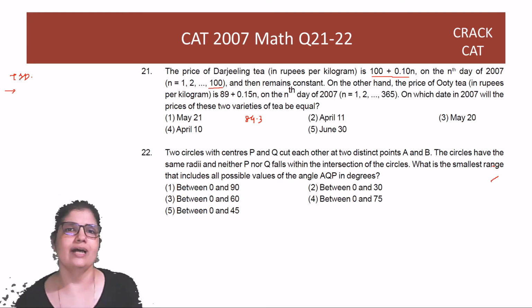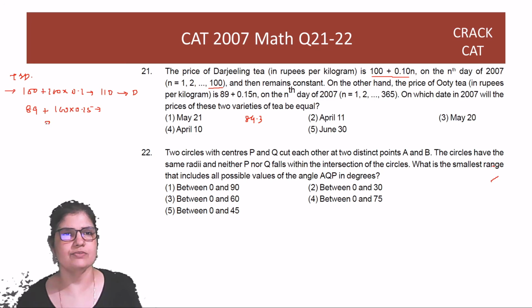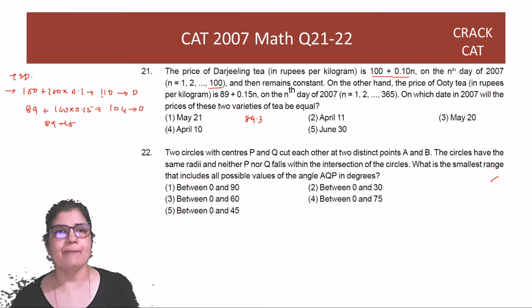Okay. So Darjeeling tea 100 day पे क्या होता है उसका? It is going to be 100 plus 100 into 0.1, which is 110. Right? This is Darjeeling. Now if you take OT, guys, it is 89 plus 100 into 0.15, right? Which is 89 plus 15. So that is 104. तो 100 डे पे भी ऊटी दार्जिलिंग के पीछे ही भाग रही है. Okay, now the gap between them that Ooty has to close is 6.